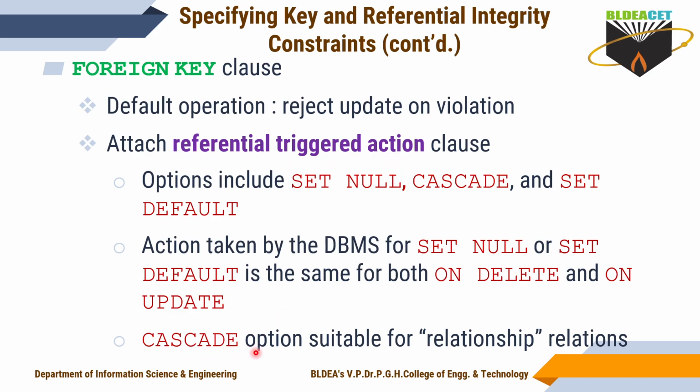One more is the cascade option, suitable for relationship relations. As I told earlier, if you want to delete any of the tuples, the rows, from the foreign key and the primary key tables, first you have to delete from the foreign key table and next you can delete from the primary key table. Now that restriction you can remove by using the cascade option. Cascade means that if you delete a row with a primary key, it automatically deletes it from the foreign key table also. That is what we call cascade.